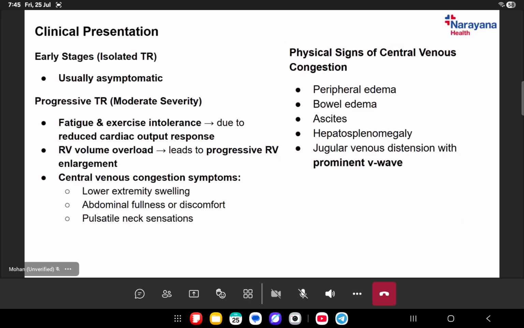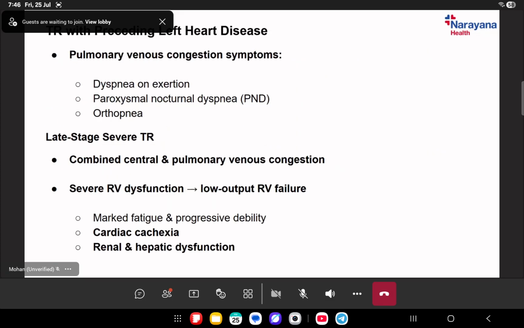Clinical presentation, early stages, isolated TR. In isolated TR in early stages, patients are usually asymptomatic. Progressing to moderate severity, there is fatigue and exercise intolerance due to reduced cardiac output, and then RV volume overload leads to progressive RV enlargement. And then central venous congestion symptoms start: lower extremity swelling, abdominal fullness or discomfort, pulsatile neck sensations. Physical signs are peripheral edema, bowel edema, ascites, splenomegaly, and jugular venous distension with a prominent V wave.